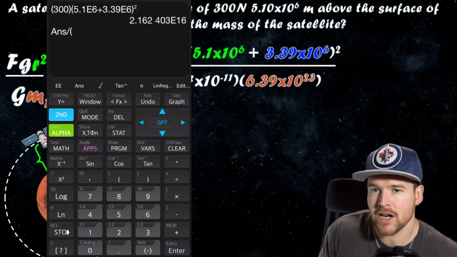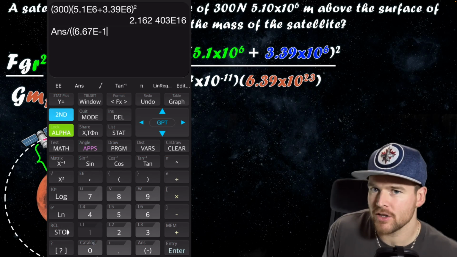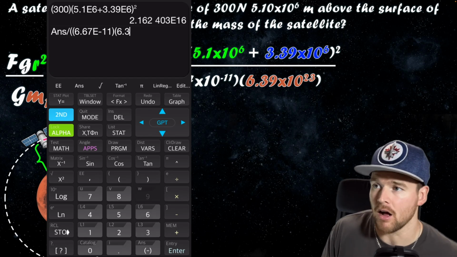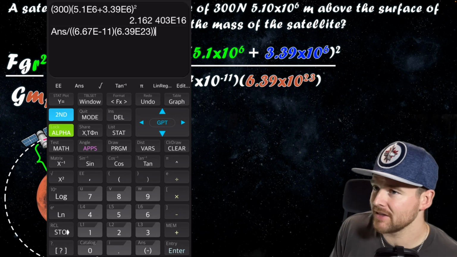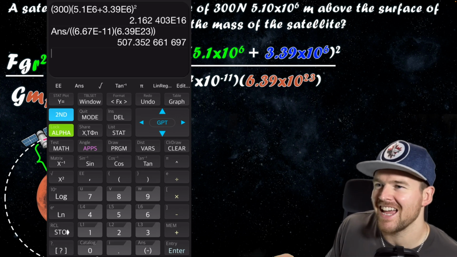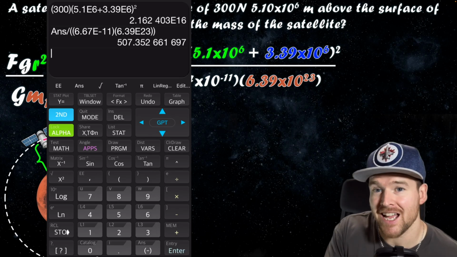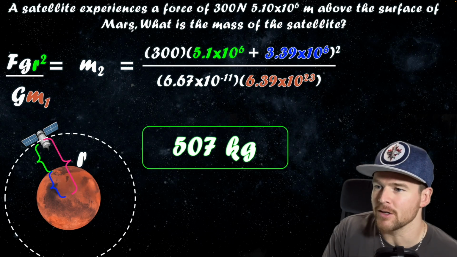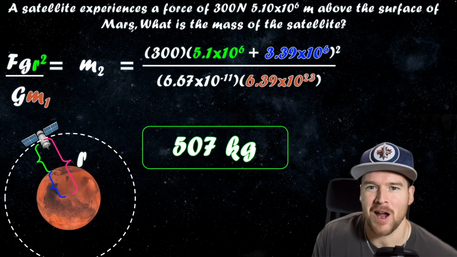Get your numerator solved. Now we're going to divide by the denominator. There's a multiplication going on in the denominator, so I have to put double brackets around this so it divides by all of it. So double bracket 6.67 e to the negative 11, and then my 6.3923, double bracket at the end, and we should get our answer here. I'm going to put that on the slide as 5.0 times 10 to the 2 kilograms, 507 kilograms for the mass of our satellite.